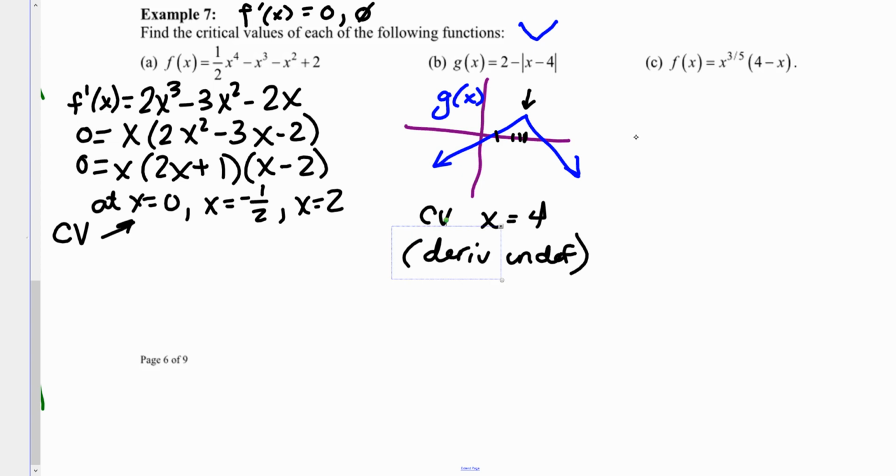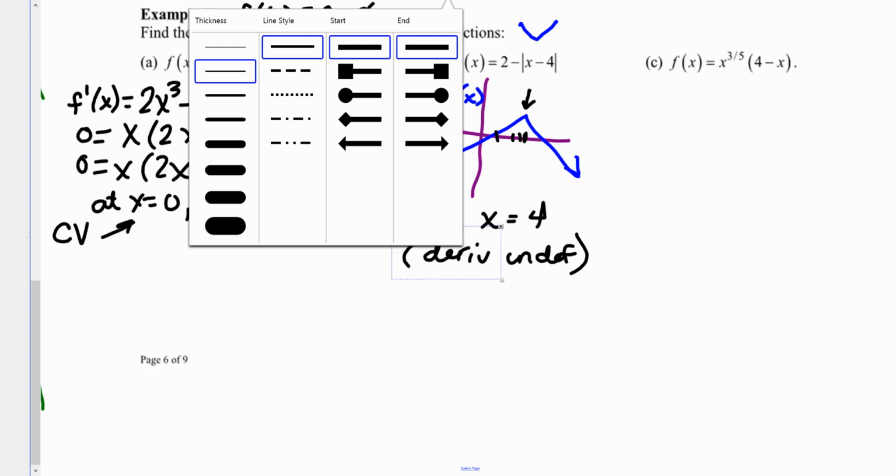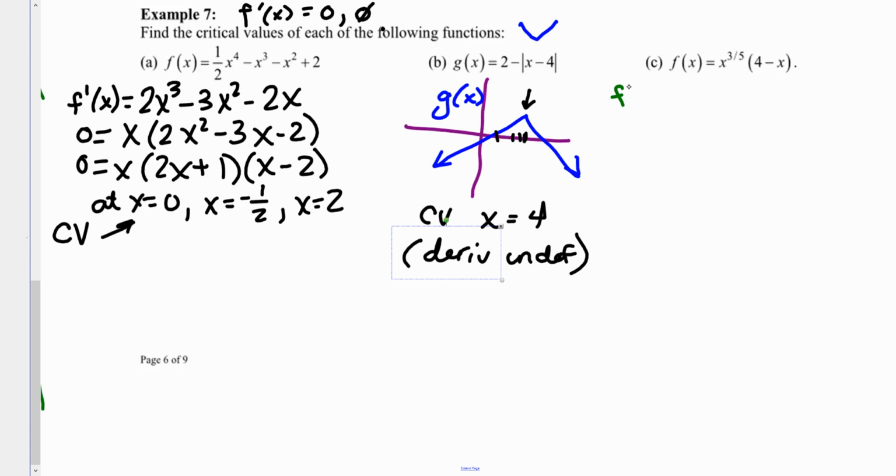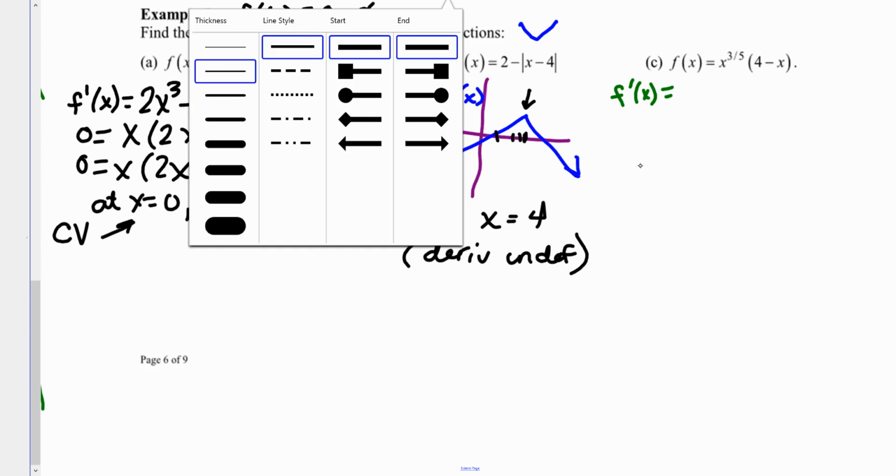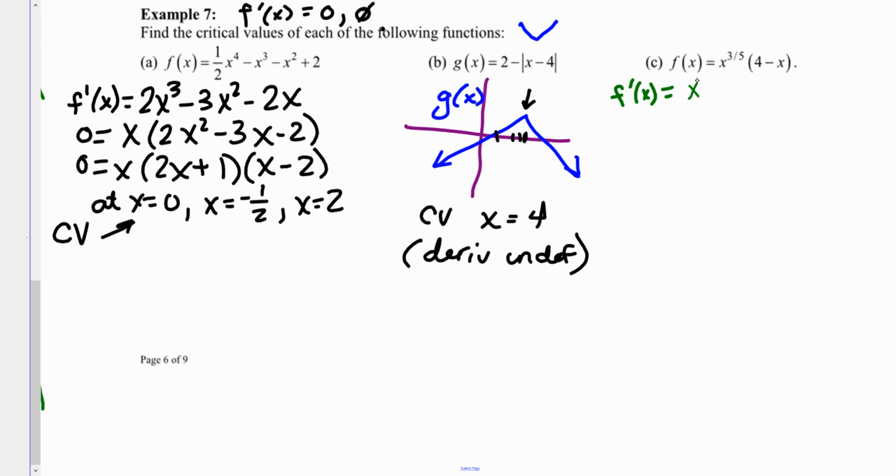All right, and then we have our last one. Might as well take the derivative. Now be careful with this one. All right, we have to use the product rule. First times the derivative of the second plus the second times the derivative of the first times, this would be 3/5 x to the -2/5 power.